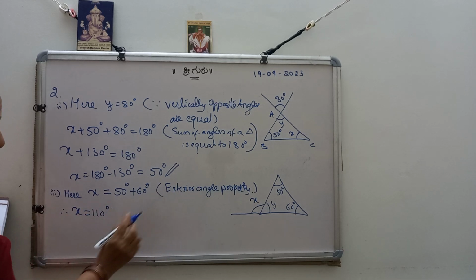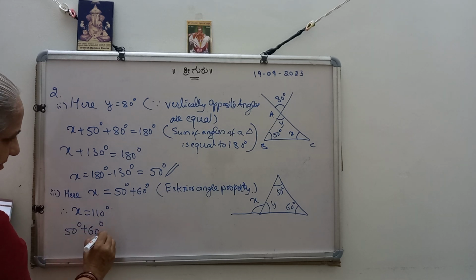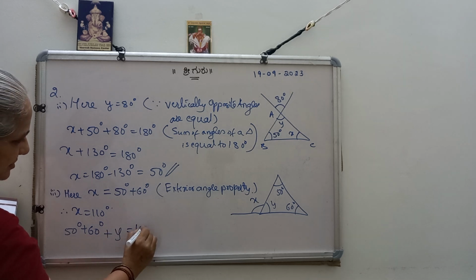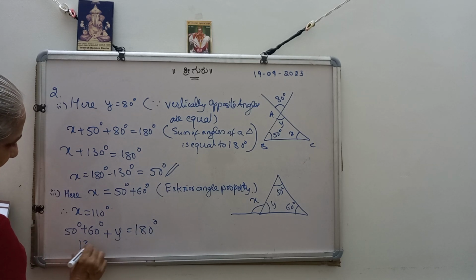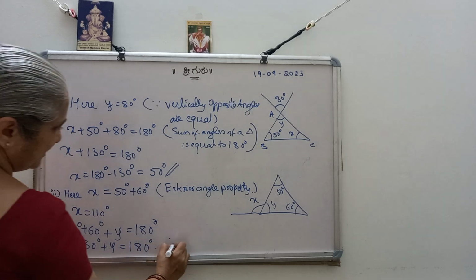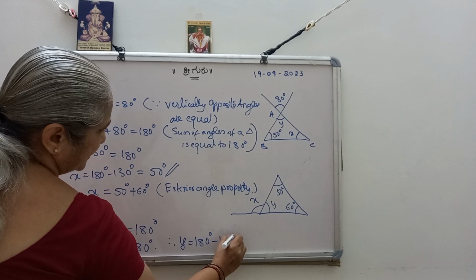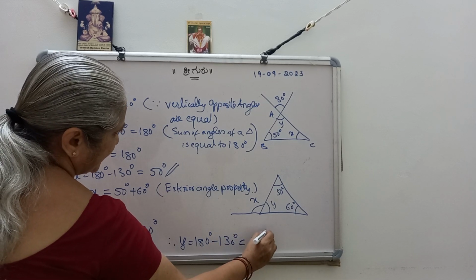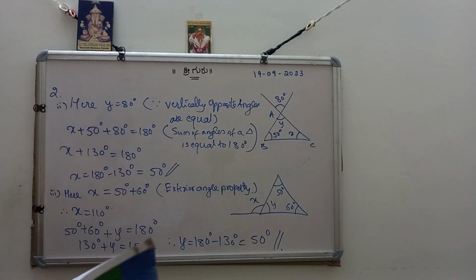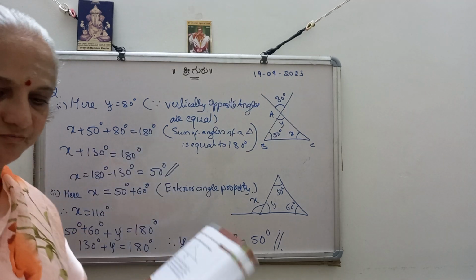And y we can find by using angle sum property. 50 degrees plus 60 degrees plus y is equal to 180 degrees. That is 130 degrees plus y is equal to 180 degrees. Therefore, y is equal to 180 degrees minus 130 degrees is equal to 50 degrees. Now the fourth one.